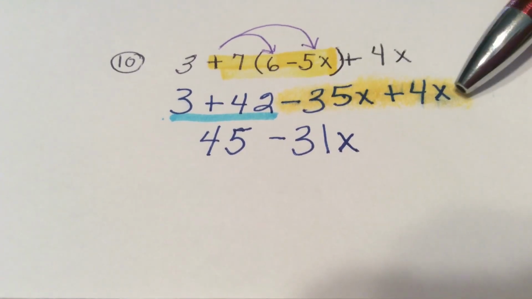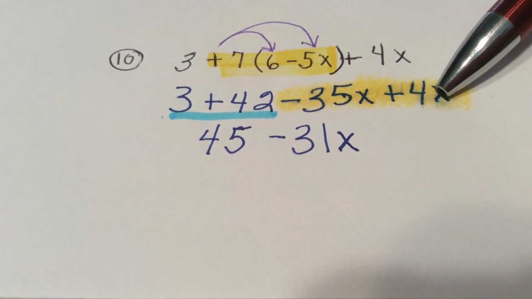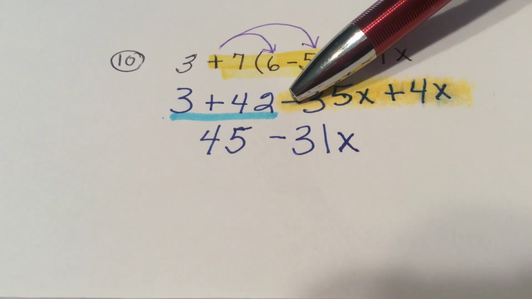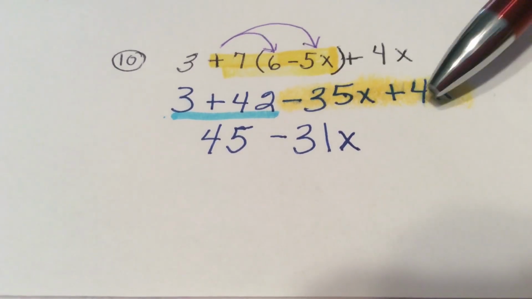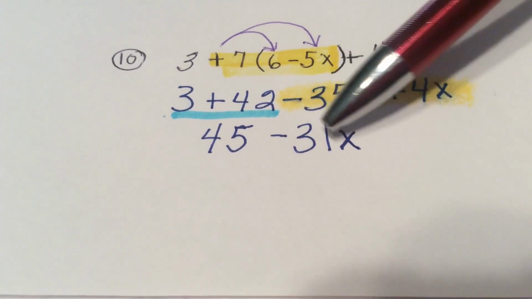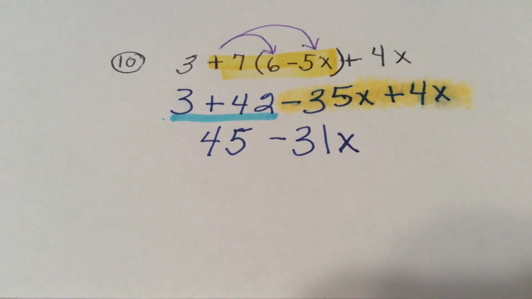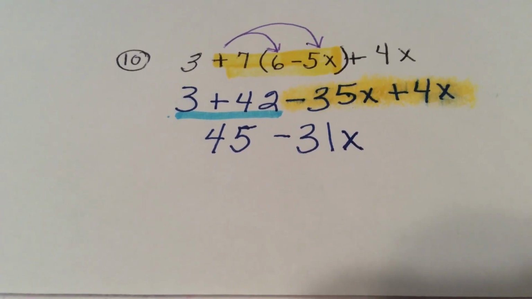To figure out these two, these both have x's on them. So we're going to put into our calculator a negative 35 plus 4, and we're going to get a negative 31x. We cannot combine these because one has an x, the other one doesn't.